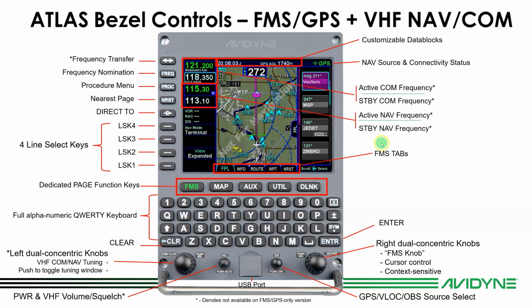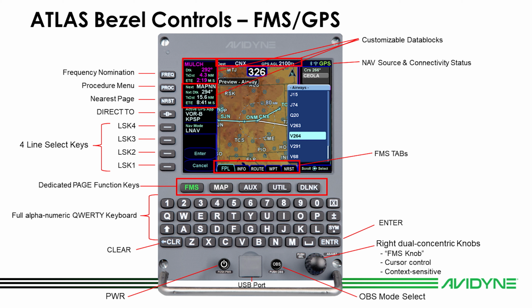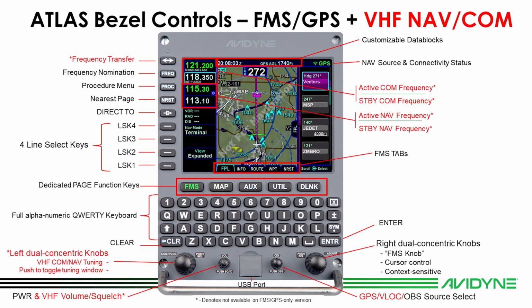I mentioned the tabs here. Here are the active and standby COMM NAV frequencies. Here's your nav source select, this icon right in this area, and then your connectivity status for Wi-Fi or Bluetooth. There are a couple of customizable one-line data blocks across the top of the screen. Now remember, there are 2 different versions of the Atlas, one with a VHF radio and one without. If you're using the one without, you wouldn't have the frequency transfer button. And you can see the ones marked with the asterisk would not be in the non-VHF version.